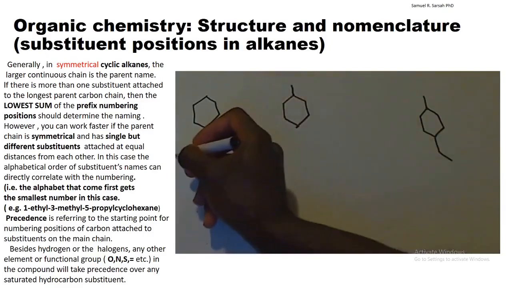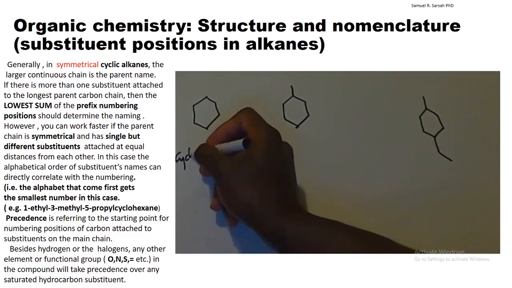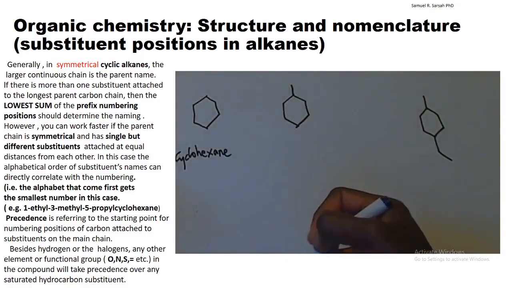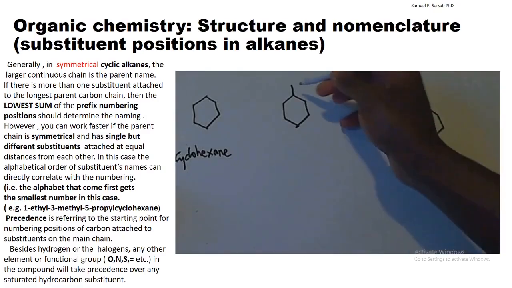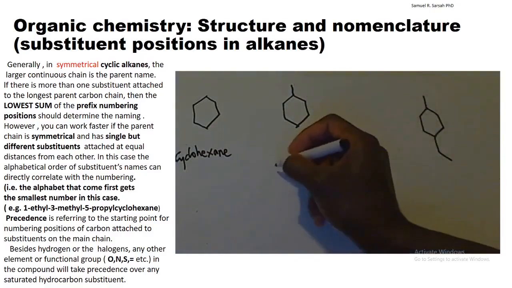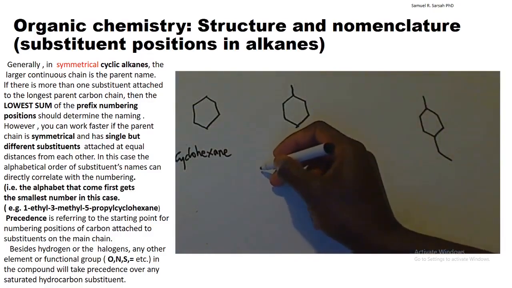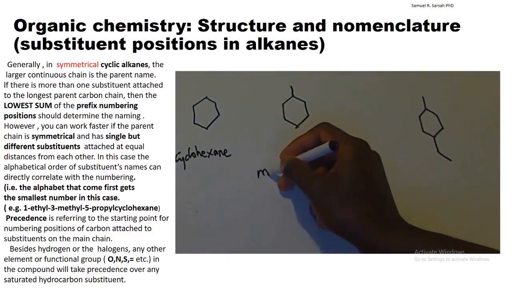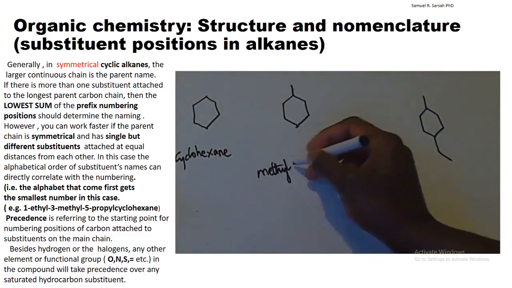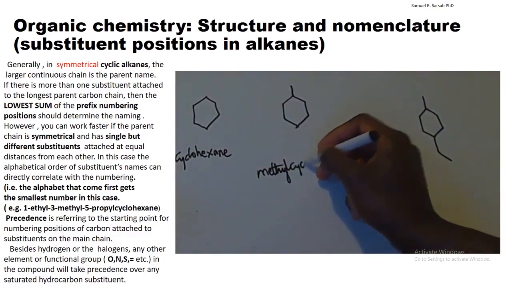Going to name this. This is cyclohexane. Okay. This compound has a substituent which is a methyl group. So this, I'm going to call it methylcyclohexane.